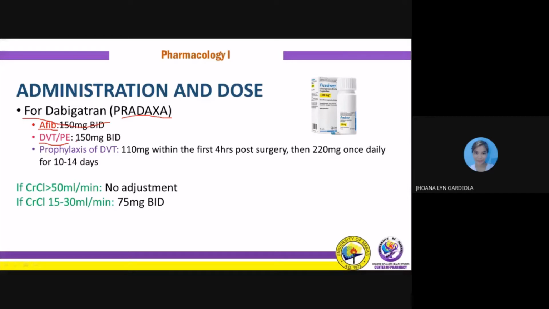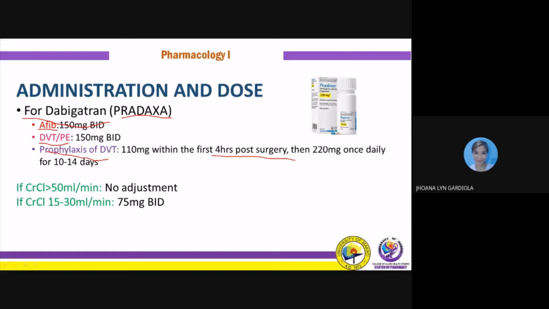Now, if we have to do prophylaxis of a DVT, meaning they don't have a blood clot, but they are at risk, and let's say it's after surgery, then we drop them down to 110 milligrams within the first 4 hours post surgery, and then we give them 220 milligrams once daily for 10 to 14 days depending on the type of surgery.